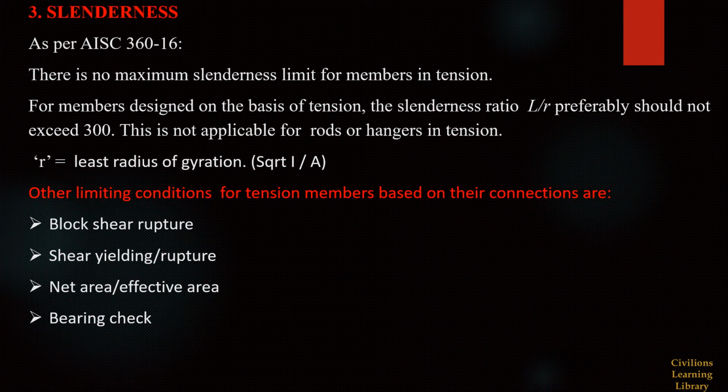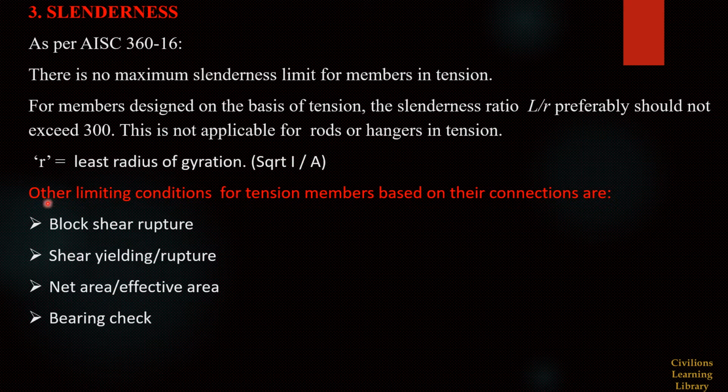Third limitation is slenderness. Based on AISC 360, actually there is no maximum slenderness limit for some tension members like rods or hangers. But if you are designing the member as a tension member, the maximum slenderness ratio L by r preferably should not exceed 300. But this value is not applicable for rods or some hangers in tension. Here r is nothing but the least radius of gyration, which is square root of I by A.